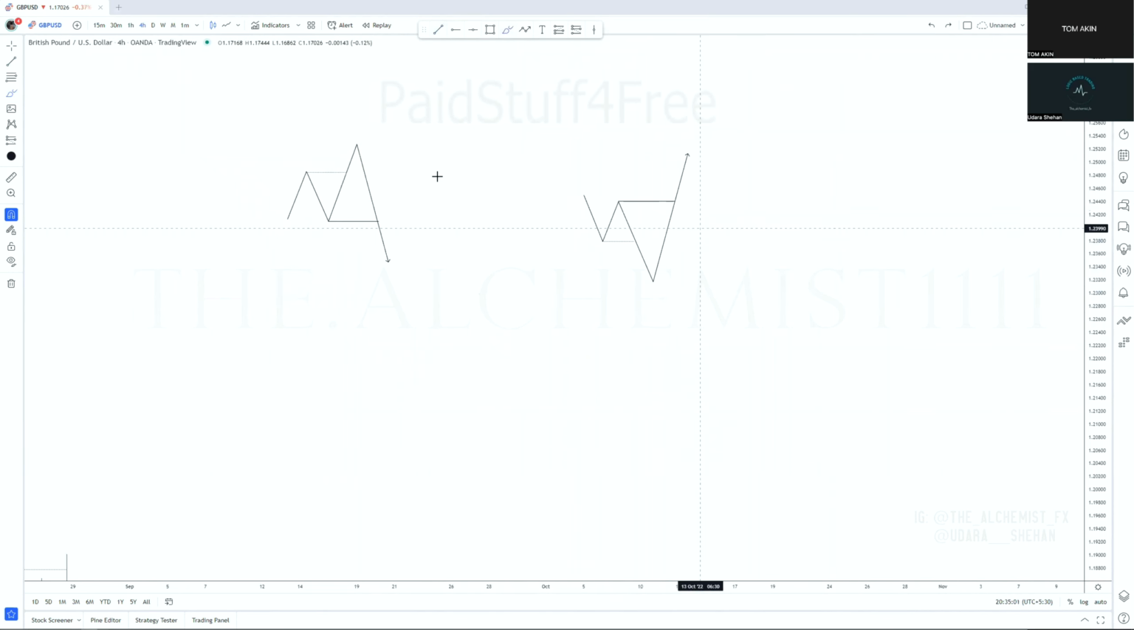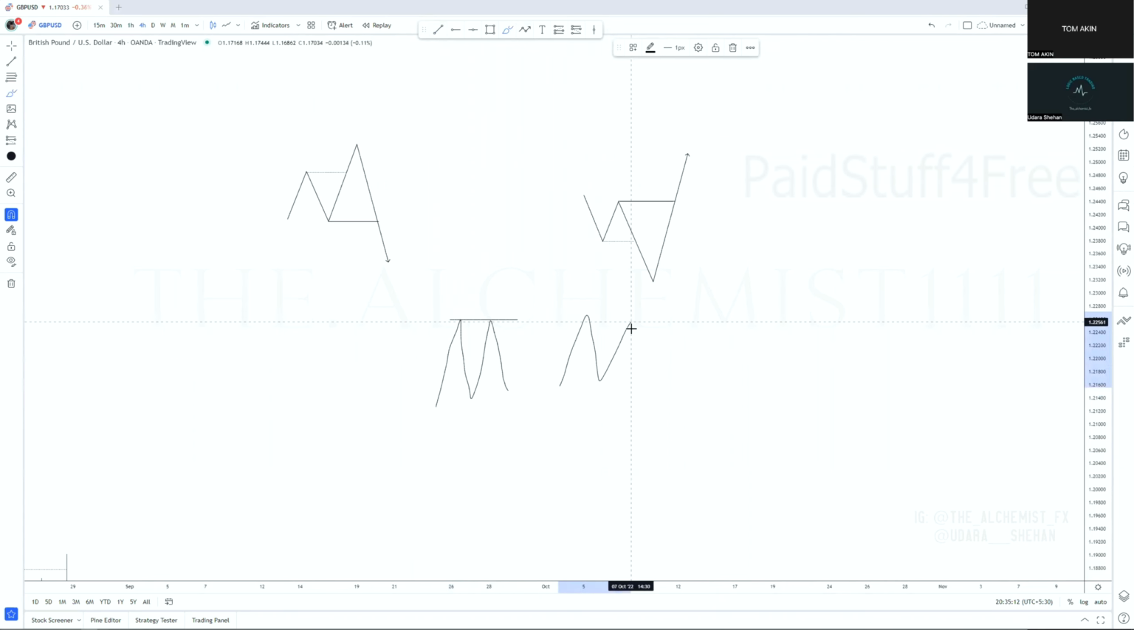Another thing: when I say liquidity has to be taken out, it doesn't have to be what most people assume, which is equal highs. Yes, this is liquidity, or maybe trend lines, and this could also be liquidity, but it doesn't have to be this all the time, because do you know the three candle formation for a swing high and a swing low?